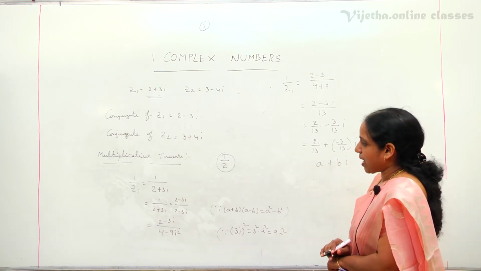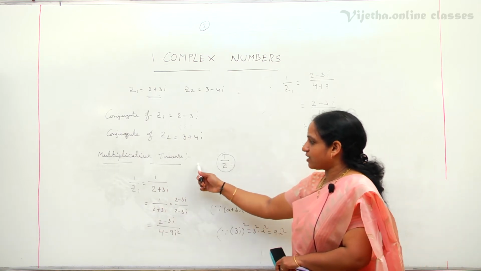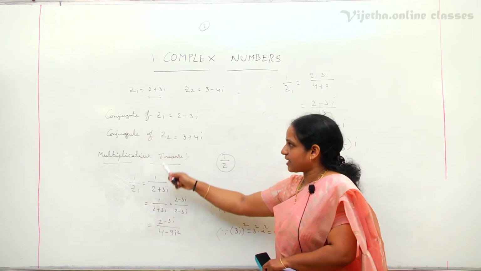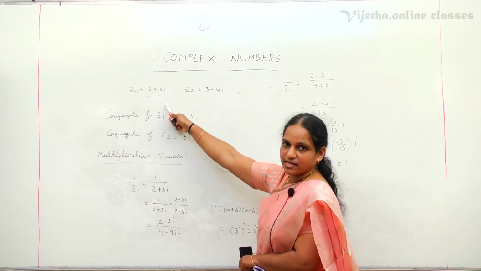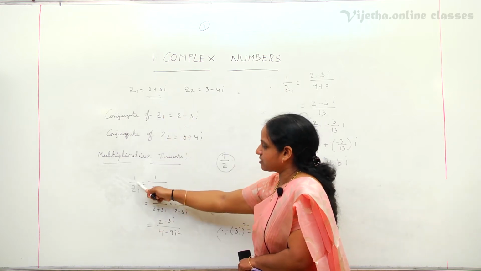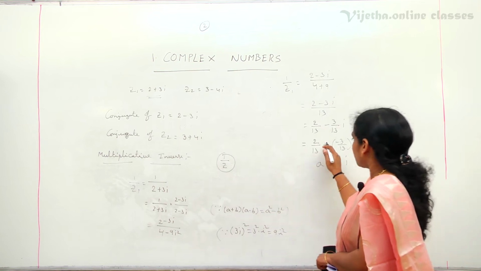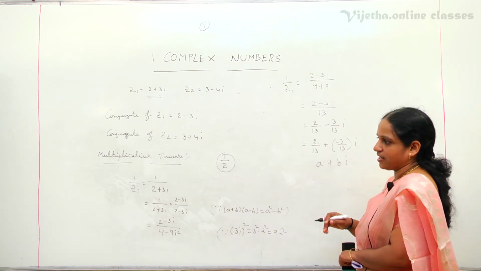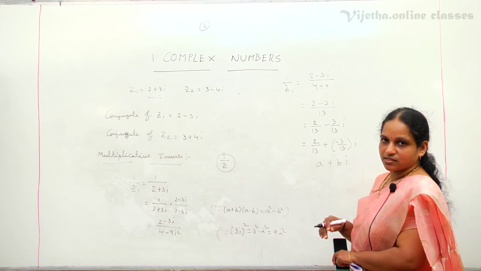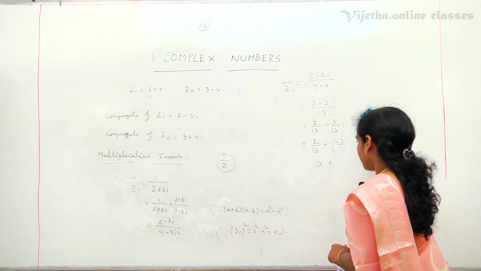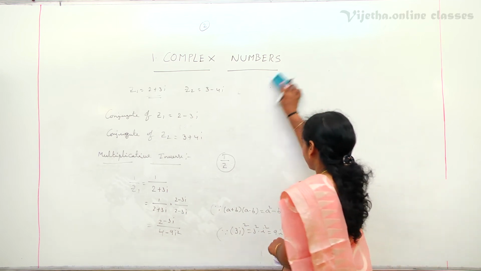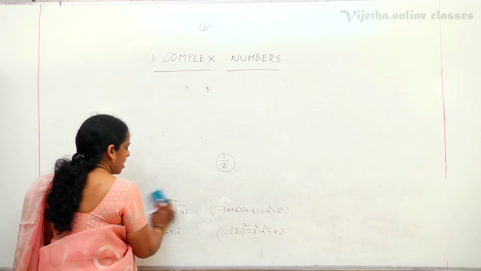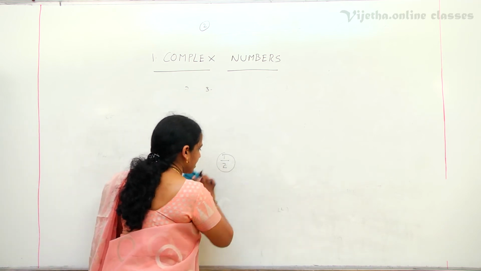So the multiplicative inverse of Z1 is 1 by Z1. If Z1 equals 2 plus 3i, then the multiplicative inverse 1 by Z1 is 2 by 13 plus minus 3 by 13 into i. This is the multiplicative inverse. So addition, subtraction, multiplication, and next conjugate, multiplicative inverse, additive inverse. One more definition is there, that is the last definition.